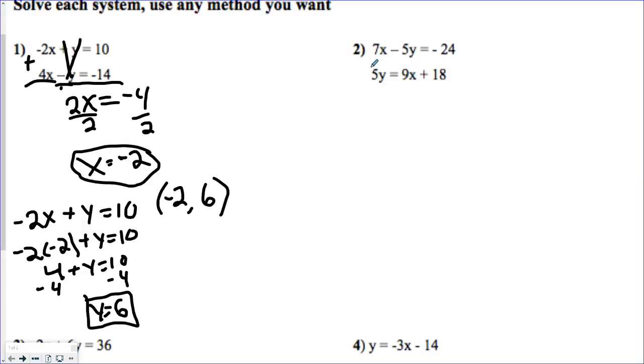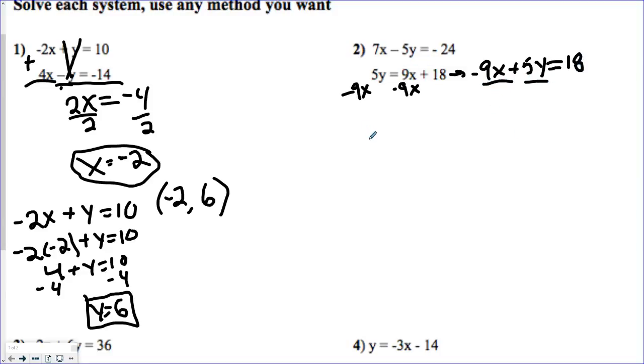This bottom equation has a 5y on the left and a 9x on the right. That can't happen. My variables should always be on the same side as each other. So in order to fix that, I'm just going to subtract 9x from both sides. That way I can move it over here and make this equation into, I'm going to put the 9x up front, so negative 9x plus 5y equals 18.